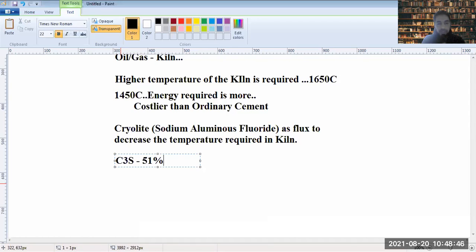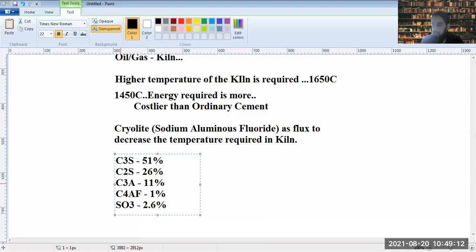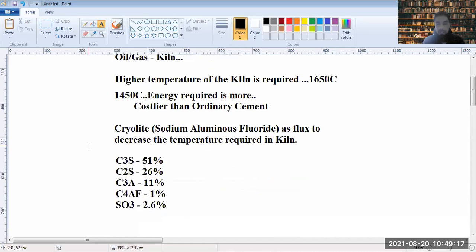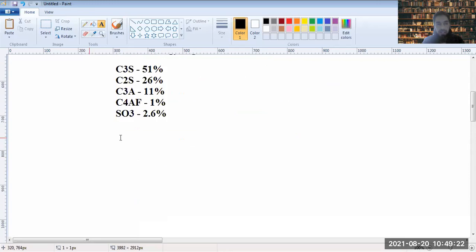It has 51% of C3S. C2S is 26%. C3A is quite high, 11%. C4AF is 1%, and SO3, which are the other compounds, it's 2.6, and there are certain other insoluble residues as well in white cement. And what about the specific gravity of white cement?